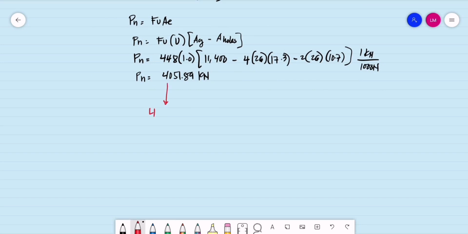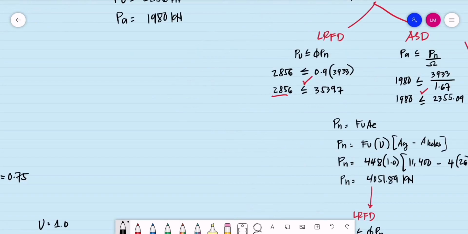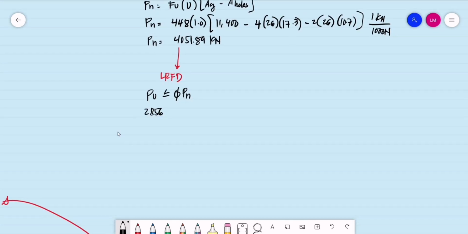Then again, we are considering LRFD and ASD. So this is for LRFD. Again, reminder, this is under TRS. So we have the Pu should be less than or equal to phi Pn of the nominal strength. So this is 2,856, I guess. 2,856, is it less than or equal to 0.75? For TRS, our reduction factor is 0.75.